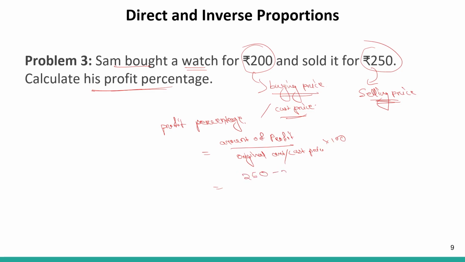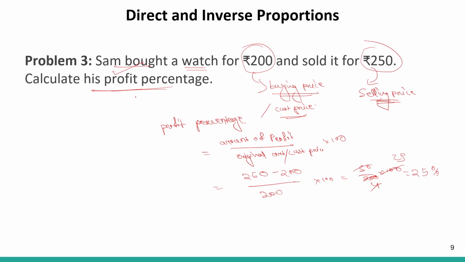250 minus 200, that is original price minus or cost price minus sell price. Sorry, sell price minus cost price. So it is 50 by 200, right? Into 100, which is equal to 50 by 200 into 100, that is 25. So it is equal to 25%. Okay, so the profit percentage must be 25%.